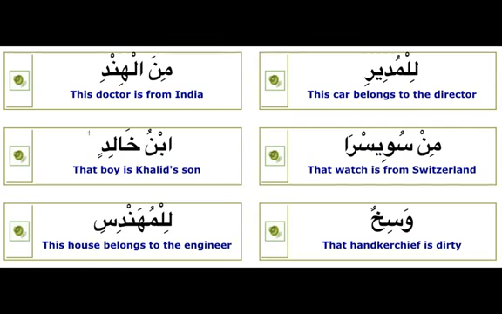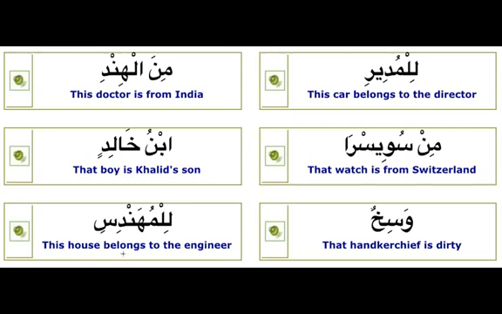So again, we are bringing everything together that we learned. Mudaf, mudaf ilayhi. Okay, it's coming as a khabar. So we need to have a mubtada and a badal. So mubtada is that. So we say dhalika, and we need, boy is badal. So dhalikal waladu. Dhalikal waladu Ibn Khalidin, son of Khalid.